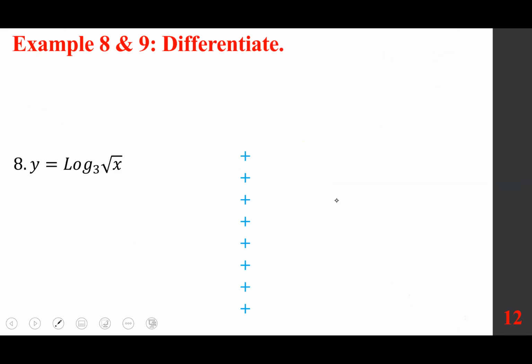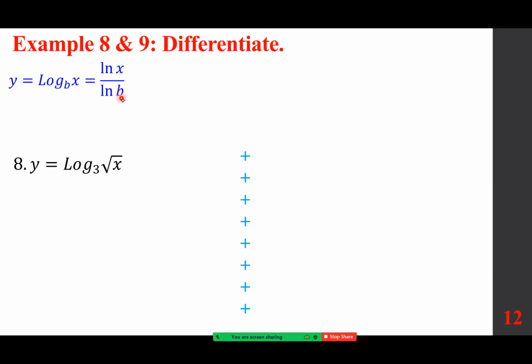Y equals log base 3 of square root of x. So we want to differentiate this, and we have learned how to differentiate when the base is e. But what happens when the base is anything other than e? We use the change of base formula. We remember the change of base formula. Log x base b is ln x over ln b.